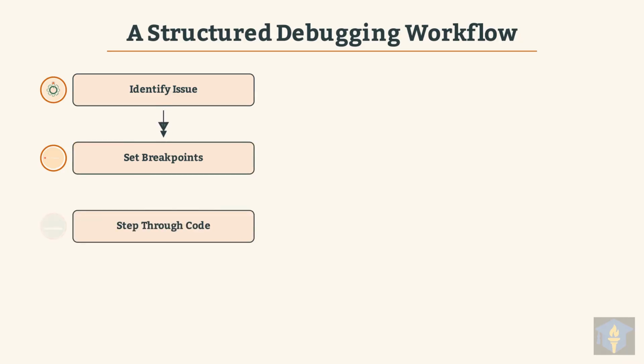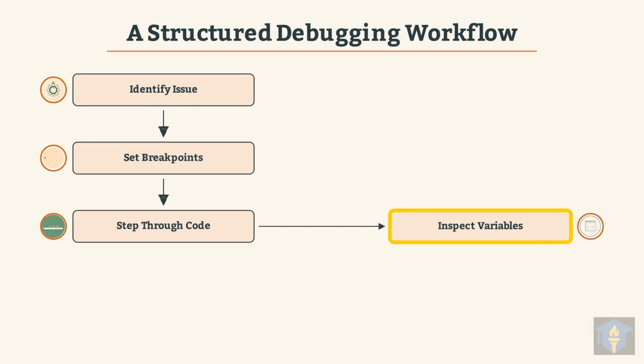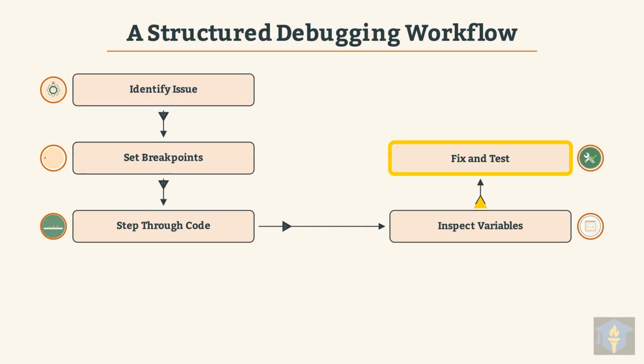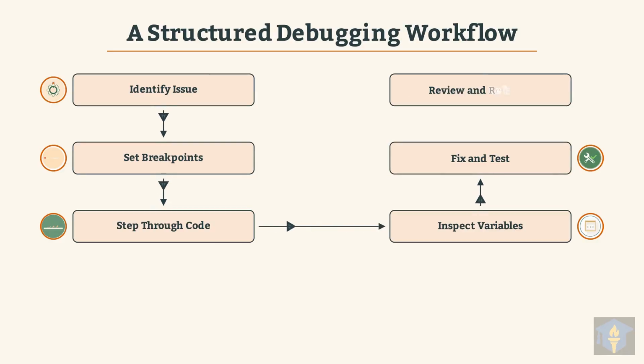Then, you'll step through your code line by line, carefully observing how variables change and execution flows. As you step, it's vital to inspect variables, checking their values to pinpoint where unexpected behavior occurs. Once the problem is identified, you'll apply a fix and then rigorously test your code to ensure the issue is resolved. Finally, review your changes and refactor the code if necessary, preventing similar bugs and improving overall quality.